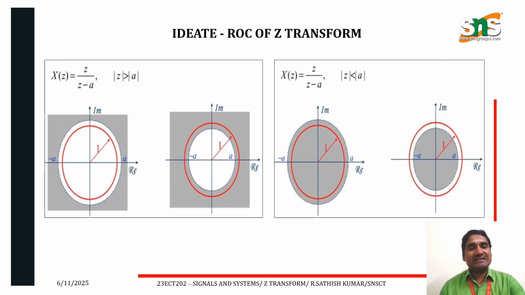Next one, X of z is equal to z divided by z minus a. The first circle is indicated by 1, and the dotted line circle is indicated by a. Modulus of z greater than a means outside of a is the ROC region. Next, outside 1 is the shaded part of the ROC region. For X of z equal to z divided by z minus a, when modulus of z is less than a, inside a and 1 is the shaded part, that is the ROC. If it is 1, the shaded part will be from minus a to plus a.